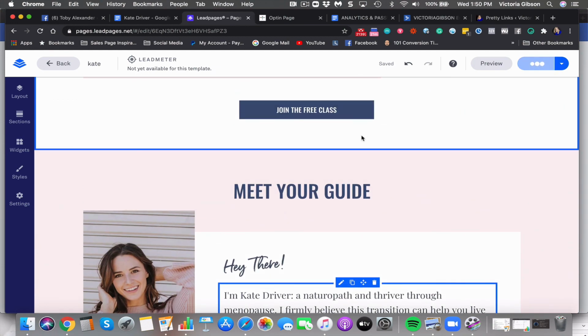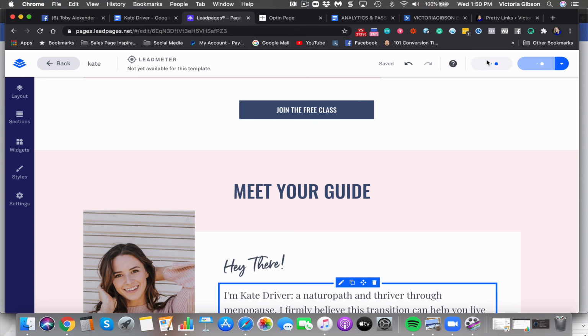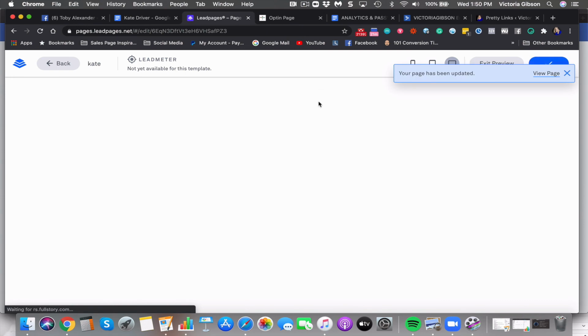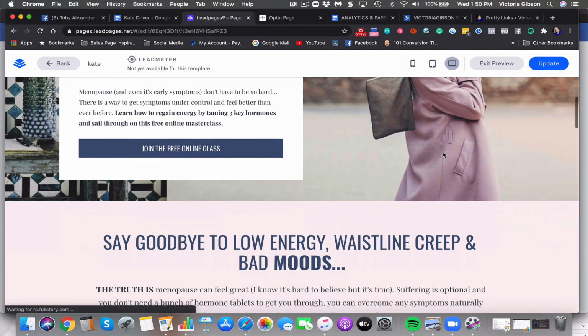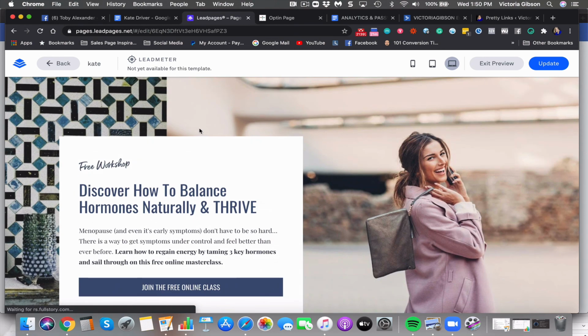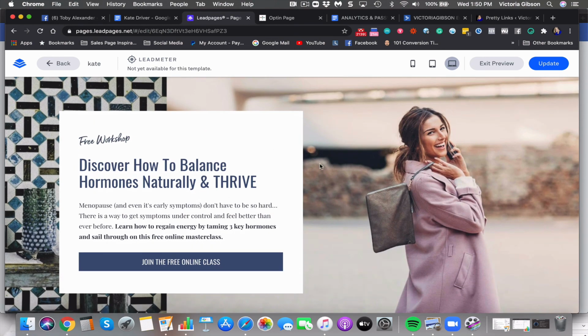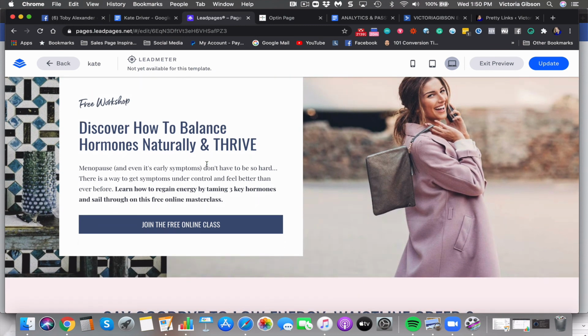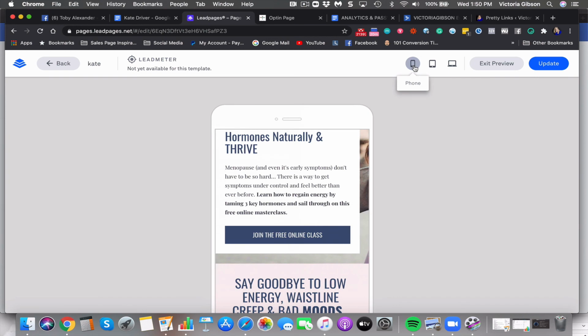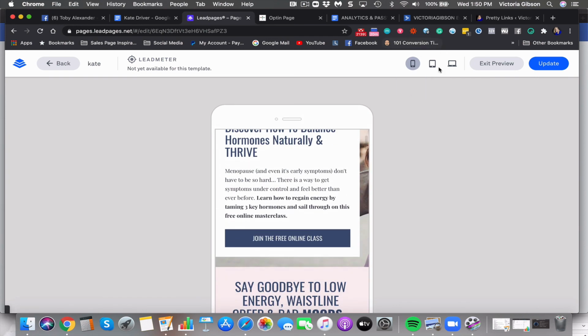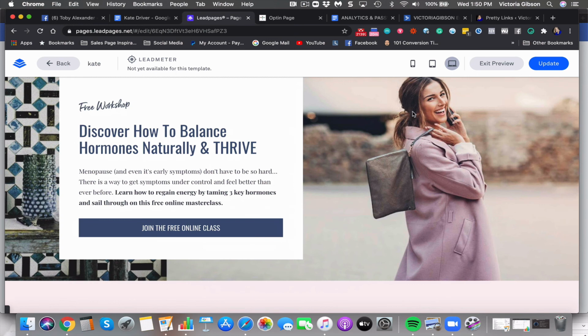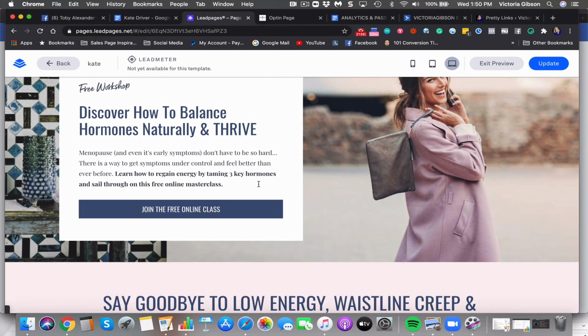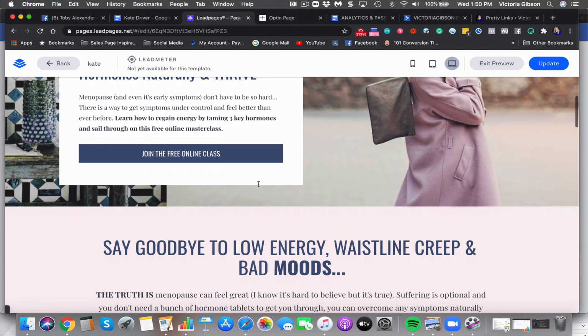But then we can see what this looks like if we preview it. Oh, I've got to save it first. I'll also want to make sure that it's integrated with my list and all of that. But you can see now, if we had an image of Kate here, so it's personalized, we'd have: discover how to balance hormones naturally and thrive. You can also see what it looks like on a phone. If it gets knocked back, then we can address it then. I think it might read a little bit better. Menopause and early symptoms don't have to be so hard. There's a way. Okay, we've been through all that.